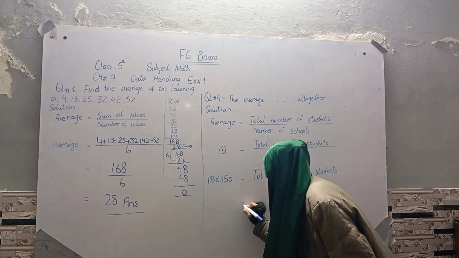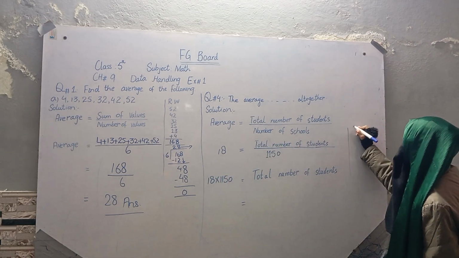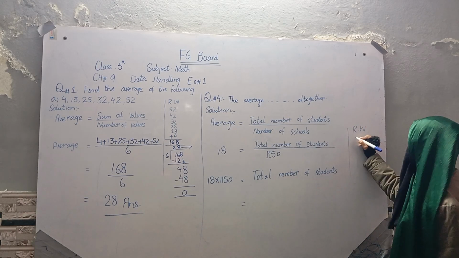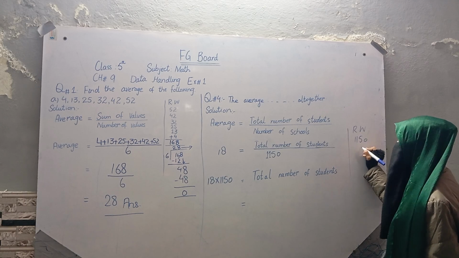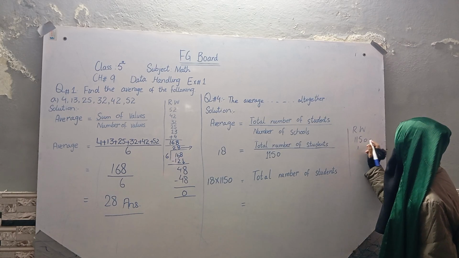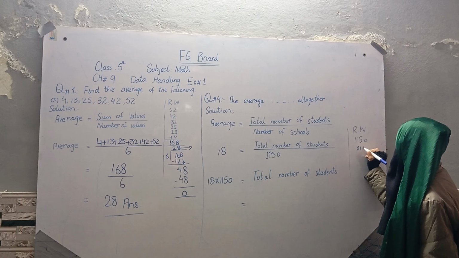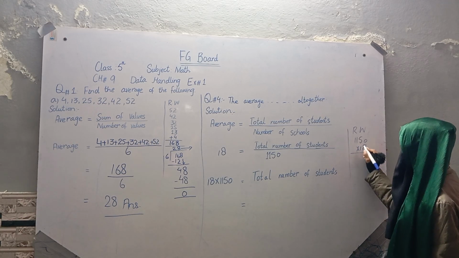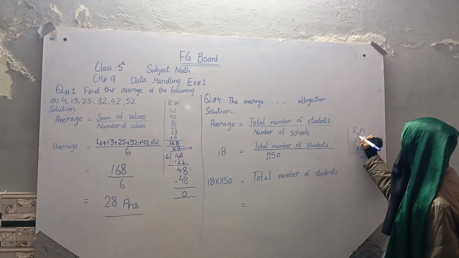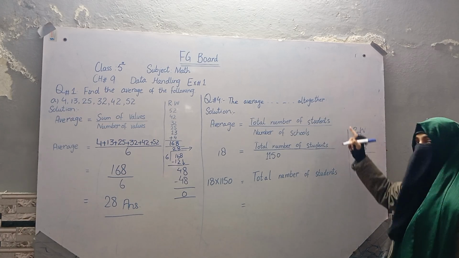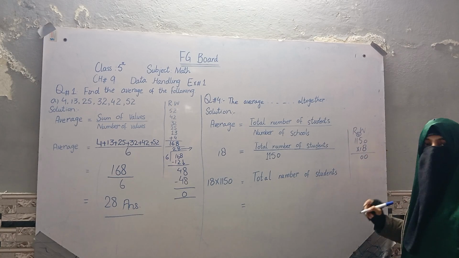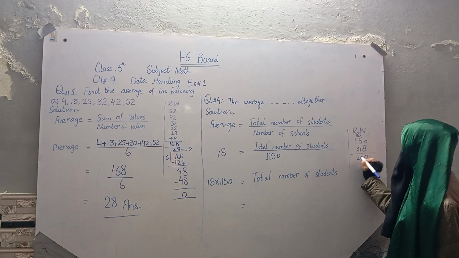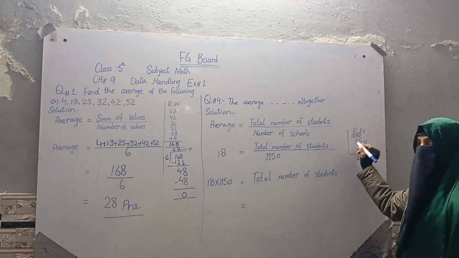So we multiply. Here you write the rough work because you are in class 5th. So you do the rough work: 1150 multiply with 18. Okay. 8 times 0 is 0. 8 times 5 is 40, 0 is here and 4 is carry. 8 times 1 is 8, add the 4, that is 12, 2 and 1 carry. 8 times 1 is 8, plus 1 is 9.